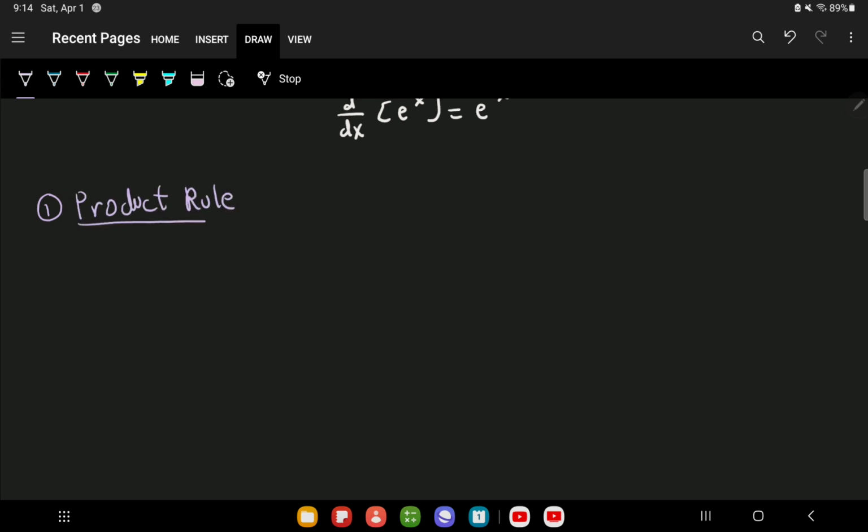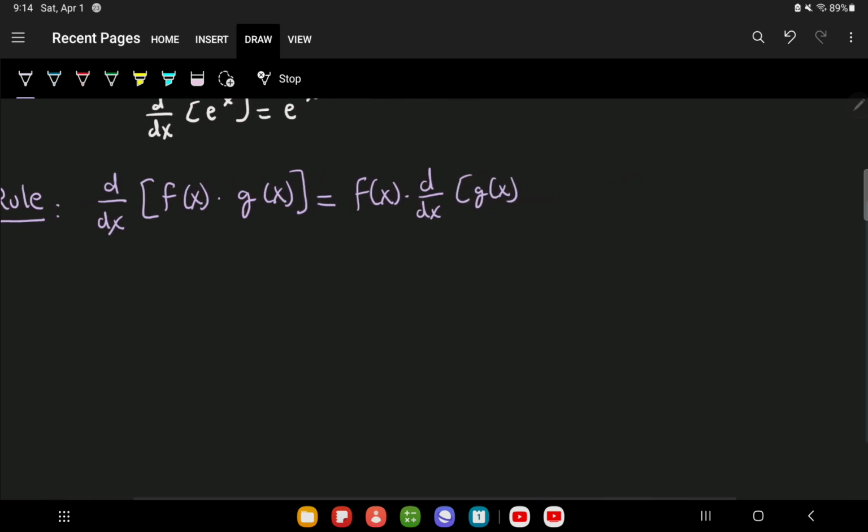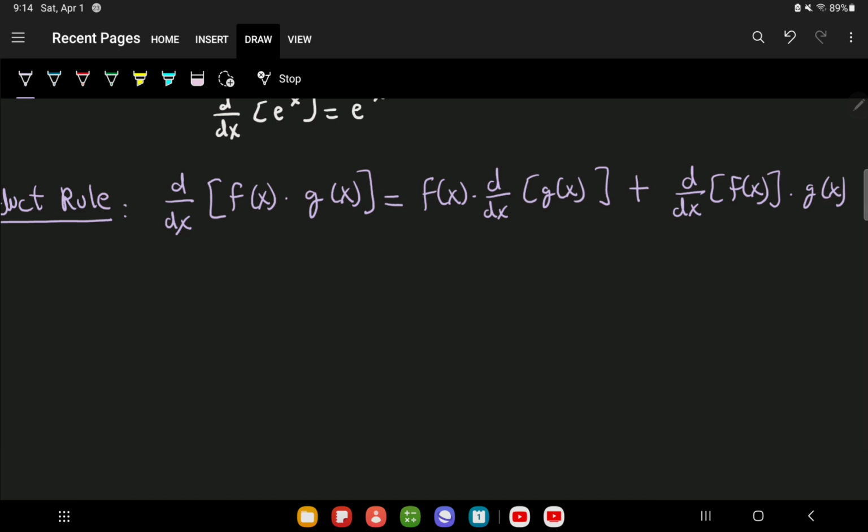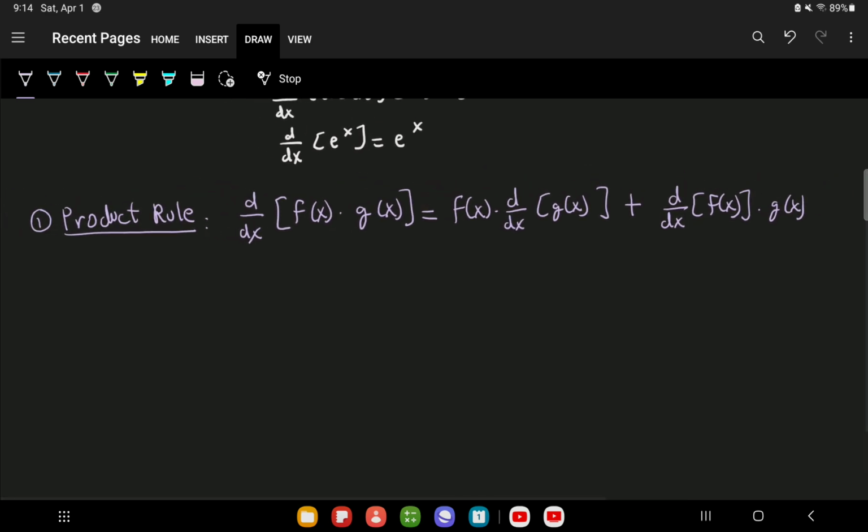The product rule says when we have two things multiplied together, let's say f of x times g of x, the derivative of the product is the first one times the derivative of the second one. Then we add the derivative of the first one and then just multiply the second one. And it doesn't matter which order you do it, since it's just an addition, and addition is commutative. So that's the rule about product rule.